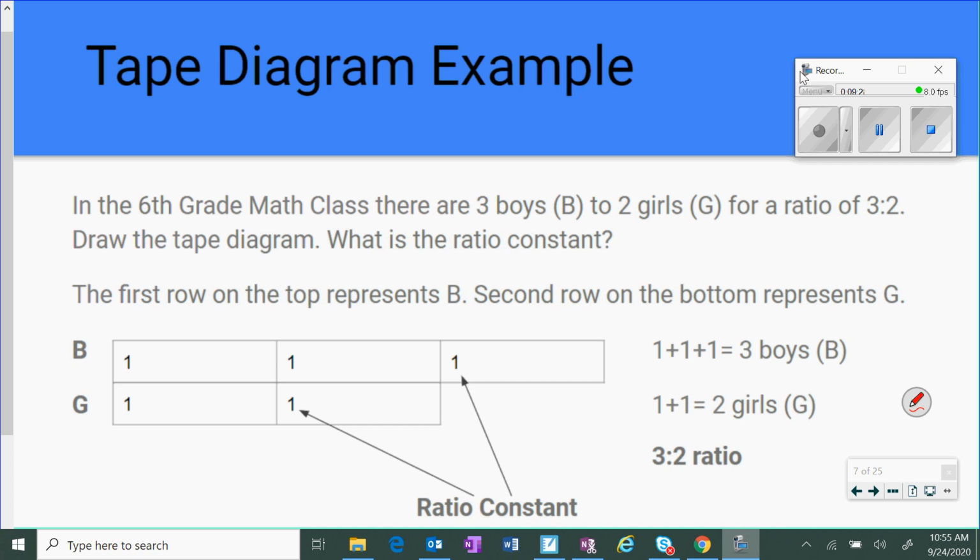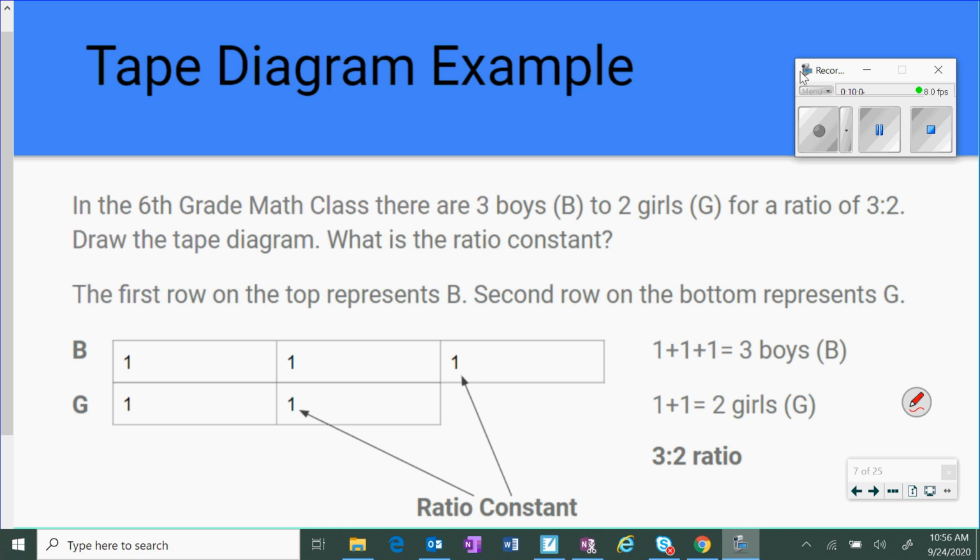Here are the basic things we expect to see when you draw a tape diagram. Your boxes should all be the same size. They should all be touching. So make your boxes per row touch and then make your 2 rows touch. Label them. Let us know what it is that you're talking about in your diagram. And then the final step is go ahead and add up what each row is and put that number there once you figure out what your ratio constant is. So in this case, since my ratio constant was 1, my first line ends with 3. My second line ends with 2, meaning that I have a 3 to 2 ratio.